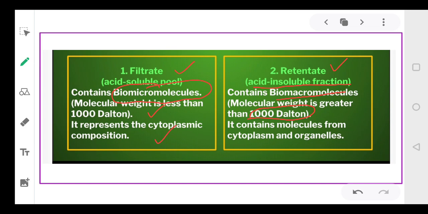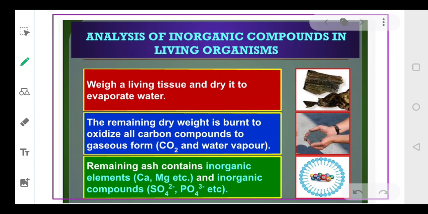Your filtrate mostly represents the cytoplasmic composition, while your retentate contains the molecules from the cytoplasm as well as the organelles. Now, the second part of this analysis: we'll talk about the analysis of inorganic compounds in living organisms. So what are the various inorganic compounds that are present in the organisms? Now for this, what will we do? First of all, we will obtain the living tissue, whether it is from a plant or from an animal. Now we will weigh it.